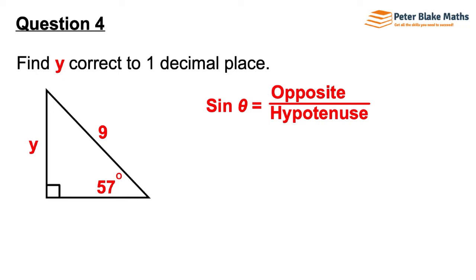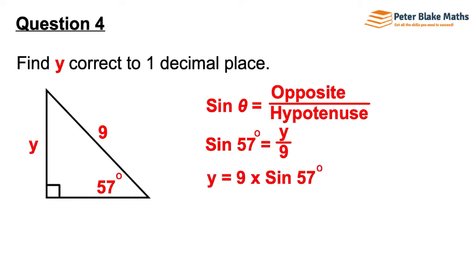In the opposite position from the 57 degrees we have y, and we have 9 in the hypotenuse position. So we're going to have sine 57 degrees equals y over 9. We're just filling in the appropriate numbers. Now we want to get y on its own, so we want to move the 9 that's dividing at the moment by doing the opposite to both sides. So we'll multiply by 9 both sides, which lets us get y on its own. We did swap sides there sneakily, but we'll have 9 times sine 57 degrees.